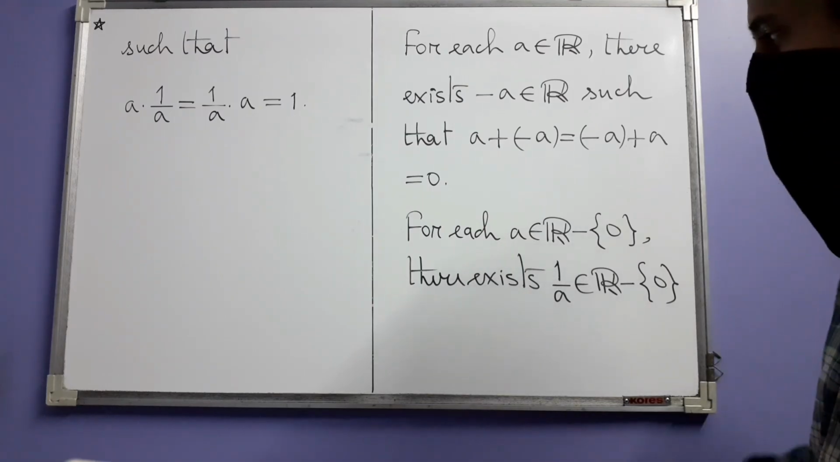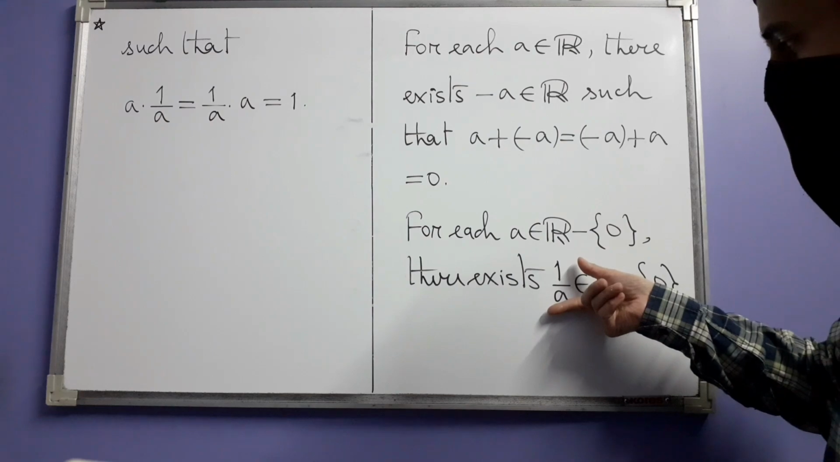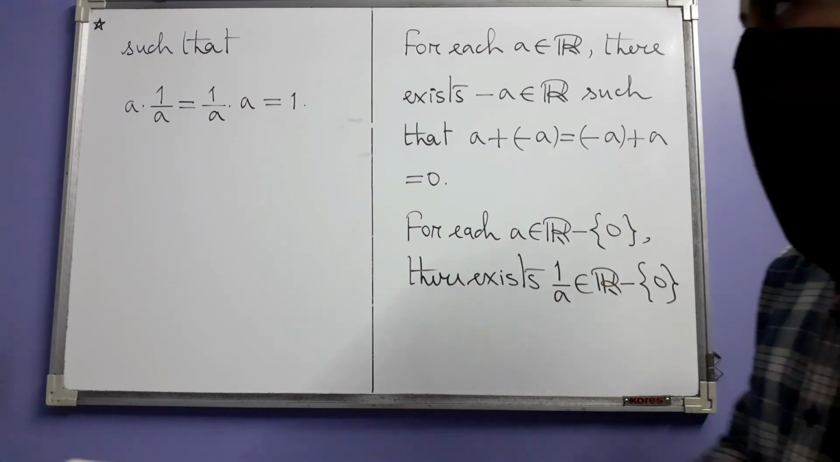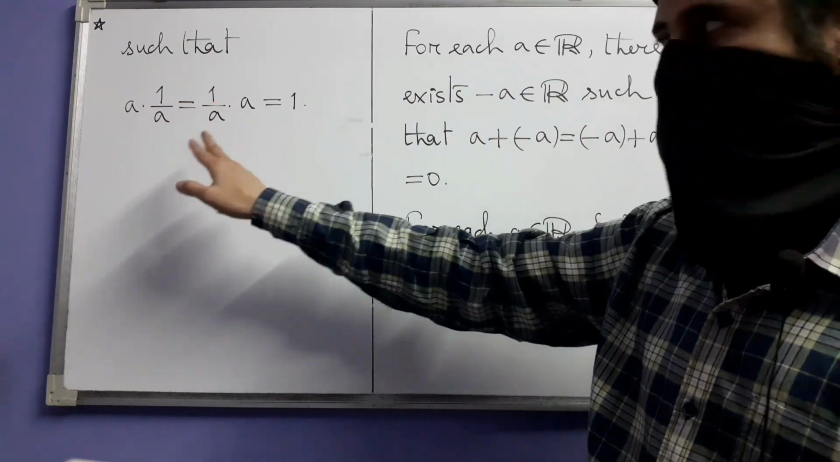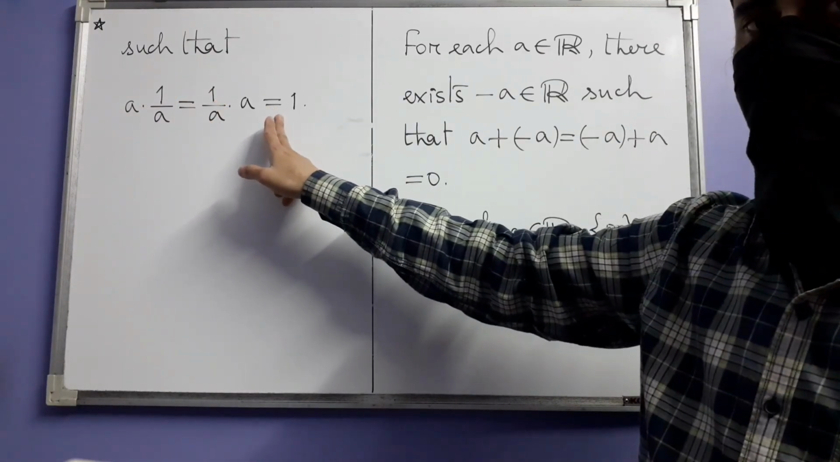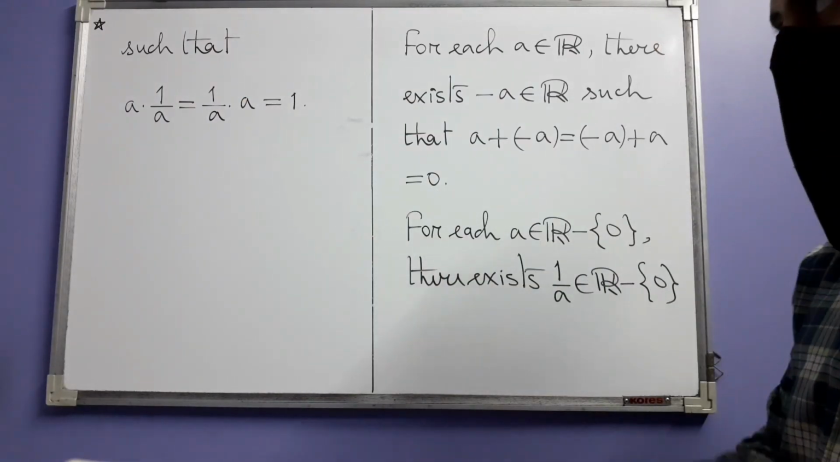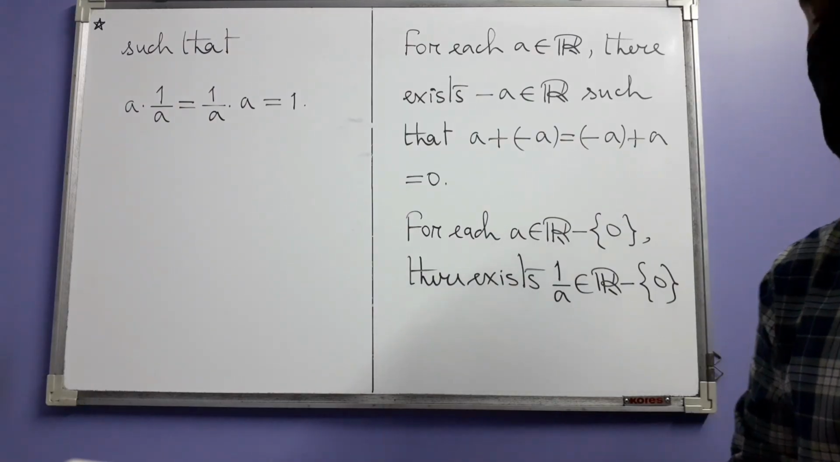Just like that, for any non-zero real number a, there is its reciprocal, which is also a non-zero real number, so that the product of the number and its reciprocal in both the orders is equal to 1, where 1 is the identity for the operation of multiplication. And this observation prompts the next definition.